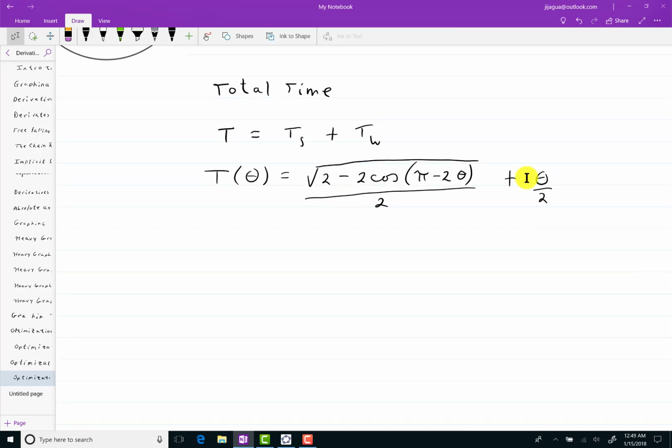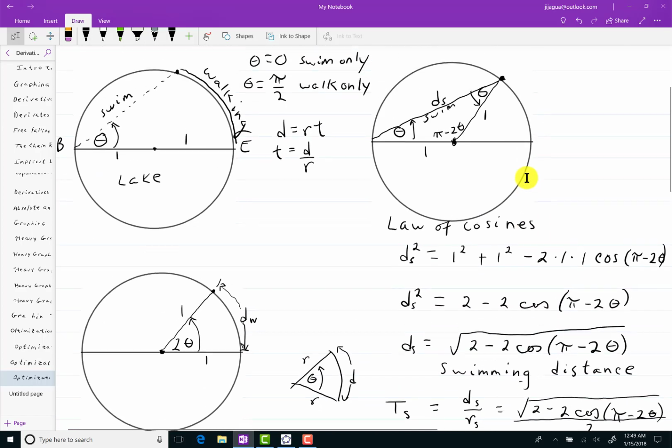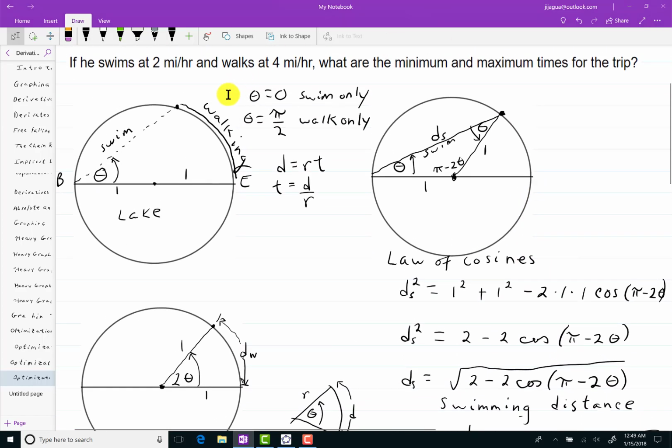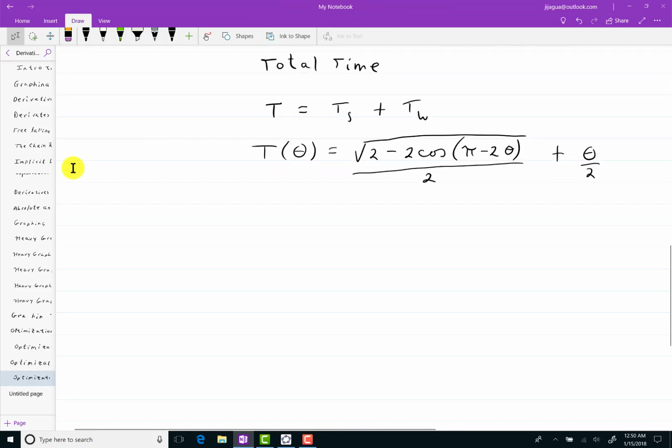And first thing we should notice is what kind of an interval, if any, is theta forced to be in. And I think it's pretty obvious here. He's either going to swim all the way, walk all the way, or something in between, obviously. But my angle, the lowest it can possibly go, is 0, and that could possibly happen. He could swim the whole way, or if theta is pi over 2, he could walk the whole way. Those represent the endpoints. So what we have then is that 0 is less than or equal to theta is less than or equal to pi over 2.